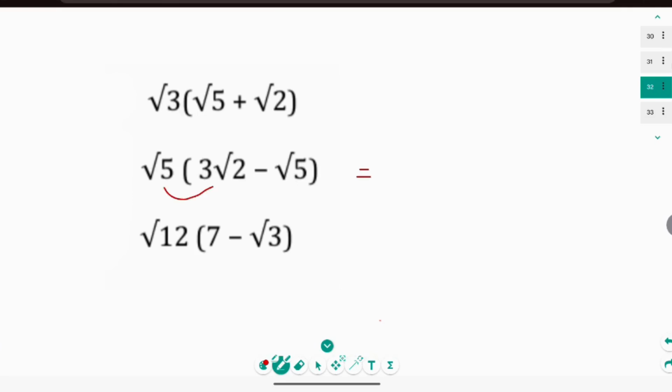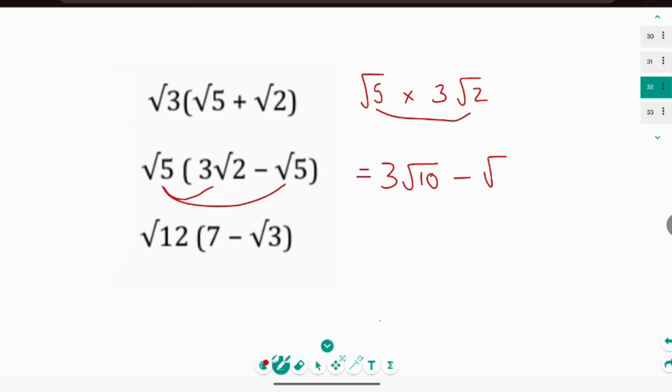Root 5 times 3 root 2. I might write this one out to look at it in more detail. Okay, so we can do the root 5 times root 2. Can't multiply the 3 by anything, so we'll leave that one on the outside. Root 5 times root 2 is root 10. And then root 5 times root 5 is root 25. You can't simplify the root 10. Root 25 is 5.